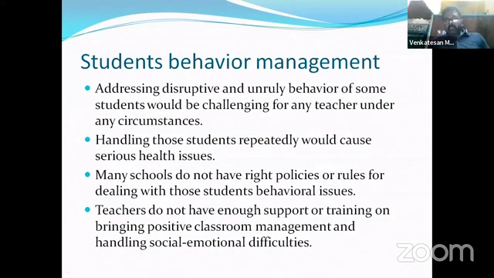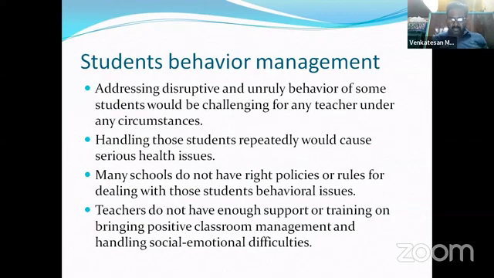Students' behavior management. Addressing disruptive and unruly behavior of some of the students would be challenging for any teacher under any circumstances. Handling those students repeatedly would cause serious health issues. Many schools do not have the right policies or rules for dealing with those students' behavioral issues. Teachers do not have enough support or training on bringing positive classroom management and handling social emotional difficulties.